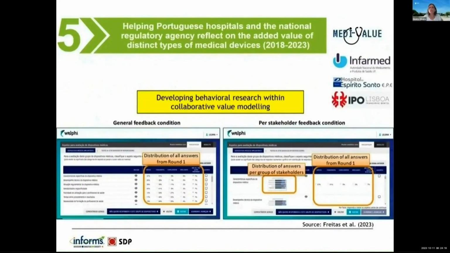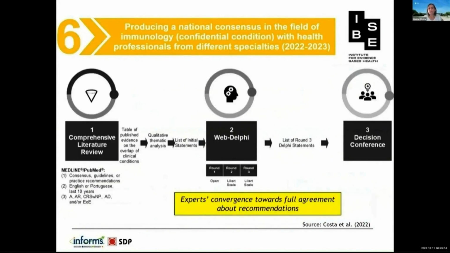Fifth case, we worked with the health technology assessment regulator in PharMed and hospital partners to help them to reflect upon the added value of different medical devices. I would like to underline the use of collaborative value modeling with features of behavioral research. Finally, very briefly, in medicine, very often there is a need for setting national consensus. And here we were asked by the Institute for Evidence-Based Health to help them. This was a project for the pharmaceutical industry to help designing a process and implementing it so that there was experts' convergence towards full agreement.